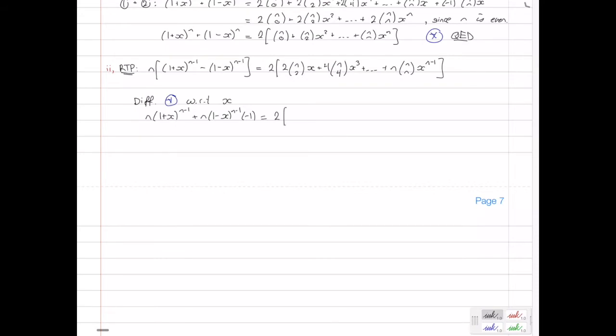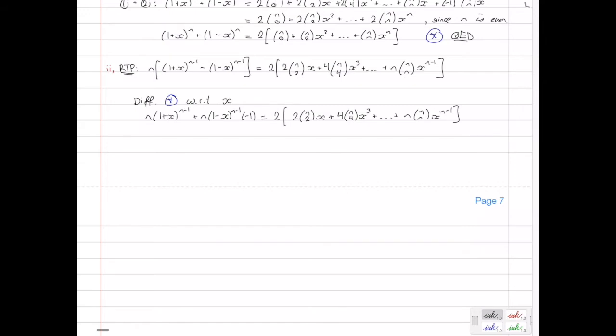Now n choose 0 is actually just a constant. So when I differentiate that with respect to x, it completely disappears. So that term becomes 0. Then I'm differentiating with respect to x, so I bring down the power, n choose 2 is just the coefficient, and I reduce the power by 1. The next term would have been n choose 4 x to the 4. So when I differentiate that, I bring down the power, n choose 4, and I reduce the power by 1, etcetera, all the way to the end, and I'll get n times n choose n x to the n minus 1.